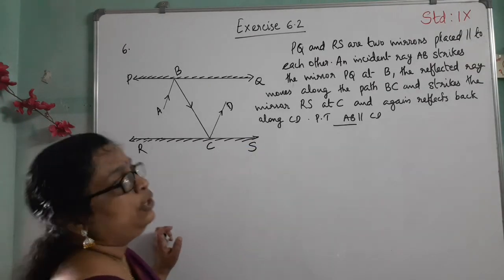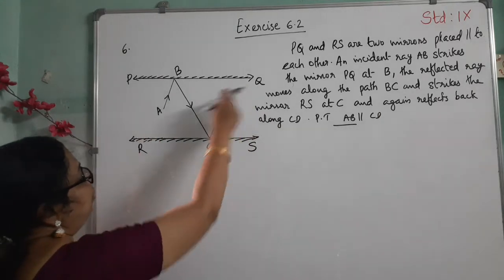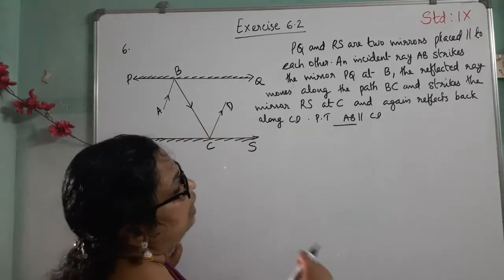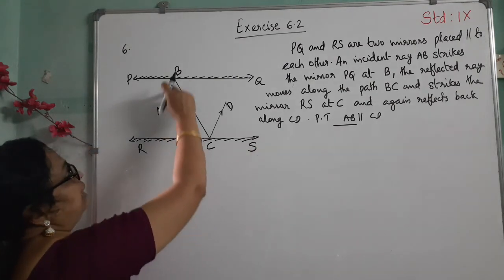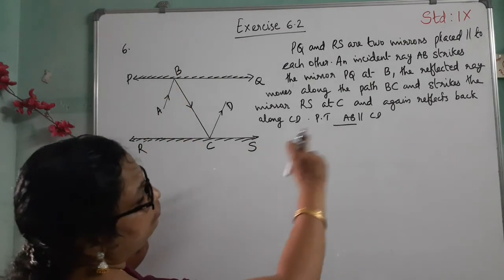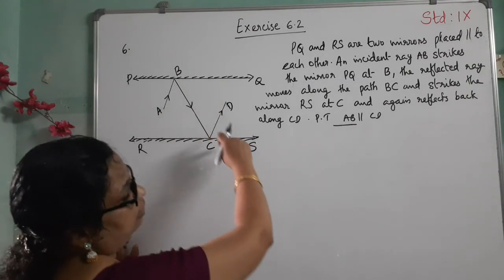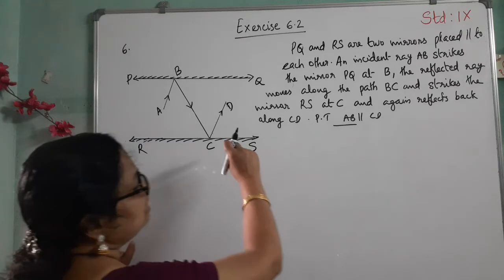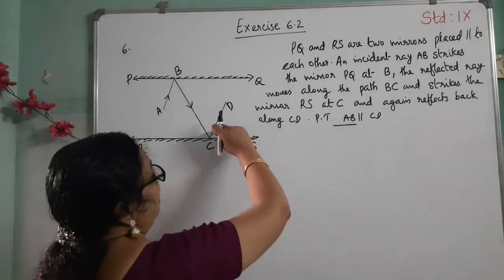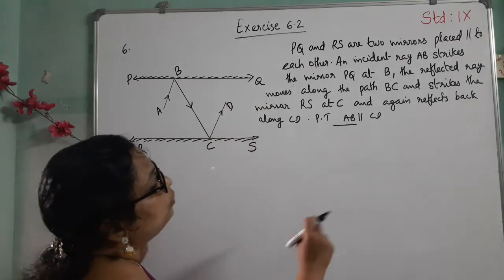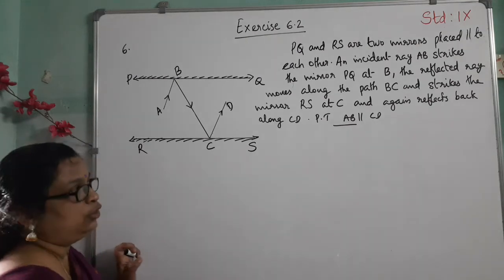Sixth question. PQ and RS are two mirrors placed parallel to each other, that is PQ parallel to RS. An incident ray AB strikes the mirror PQ at B, and then the reflected ray moves along the path BC. It strikes the mirror RS at C and again reflects back along CD. Then prove that AB is parallel to CD, that we want to prove.